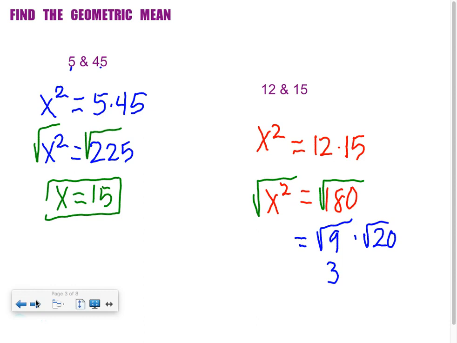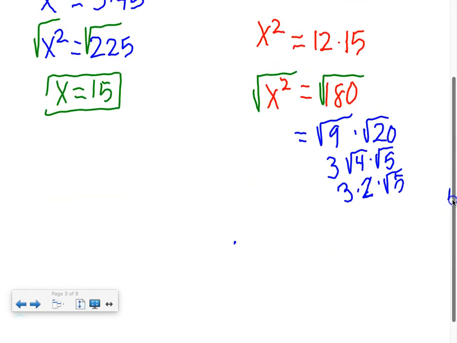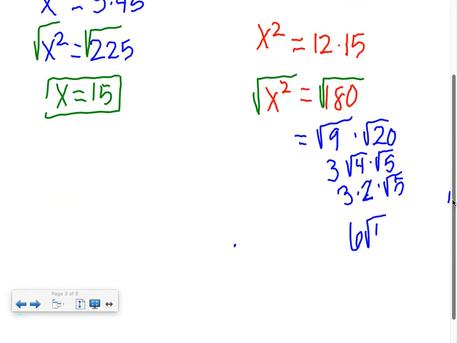So what perfect square goes into 20? 4. How many times? 5, right? What's 20 divided by 4? 5. Okay. Square root of 4 is 2. And then 3 times 2 is 6. So we're going to get 6 root 5. Can I break down the square root of 5 anymore?